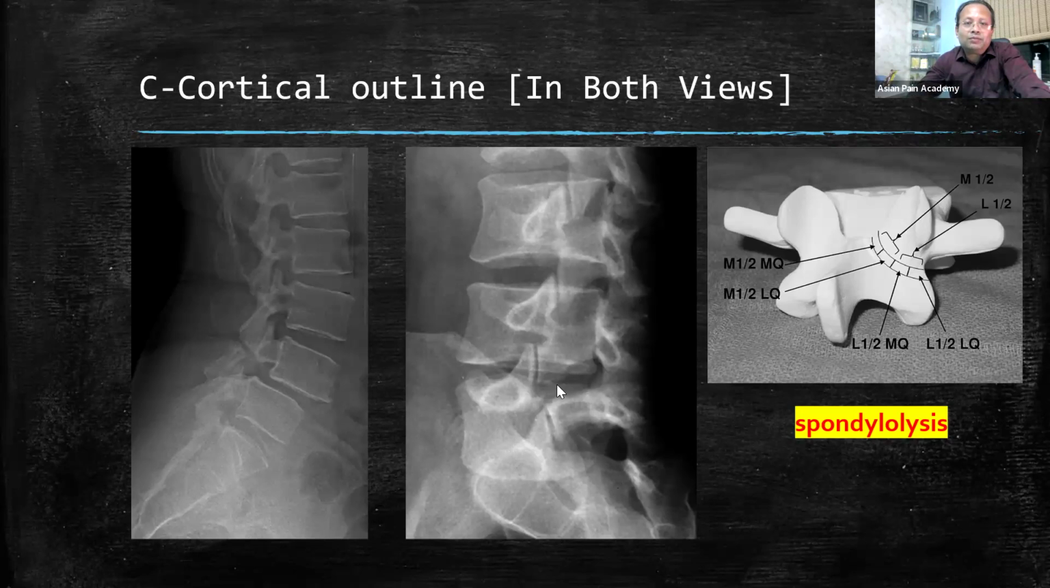So here you can see in oblique part, this is a Scotty dog view, oblique view. So this area is very regular, but here there is a break. This break is called spondylolysis, and due to this spondylolysis, slippage occurs. One bone is slipped anteriorly over the other bone. Okay, so maybe this is the L5 over S1. This can be a lumbarized sacrum. So this slipping is called anterolisthesis. There can be this cortical outline break or not, that also you must see. So this is part C.